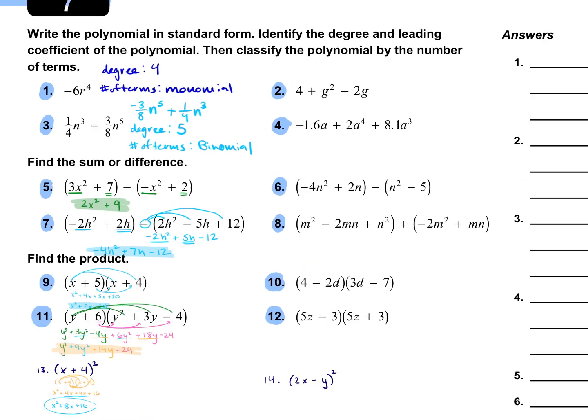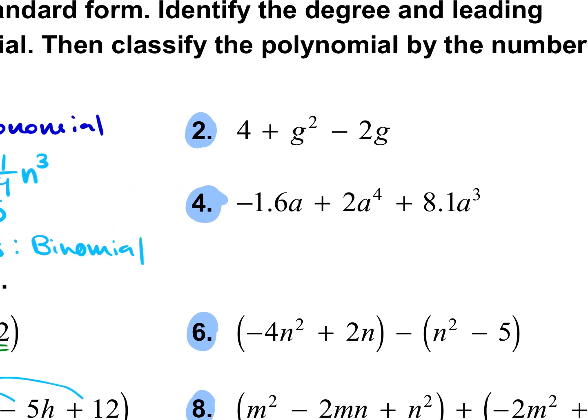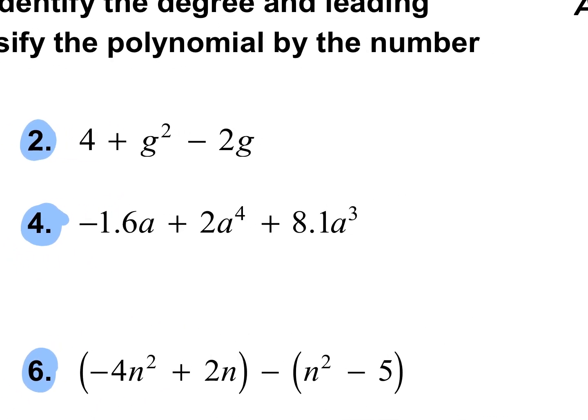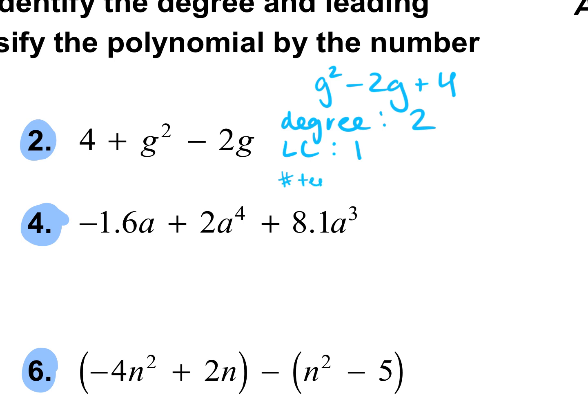So looking at number 2. How would we put this in standard form? G squared goes first, then minus 2G plus 4. What is our degree here? 2. What's the leading coefficient? 1. Awesome. And then how would we classify it by number of terms? Perfect. Trinomial.